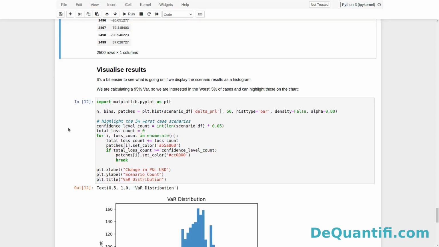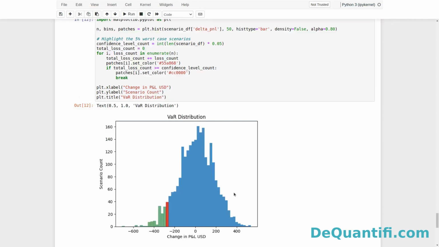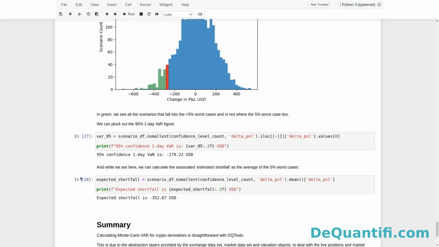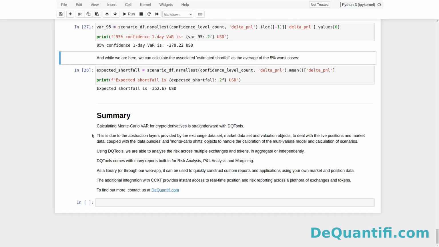It's a bit easier to see what's going on if we display the results as a histogram. Here we can see the green area represents all of those results in the bottom 5%, and the red area is where the actual 5% worst case lives. Plucking out the 95% confidence VaR is pretty straightforward, and that comes out to about minus $280. And the associated expected shortfall is the average of those 5% worst cases, and that comes out to about minus $360.